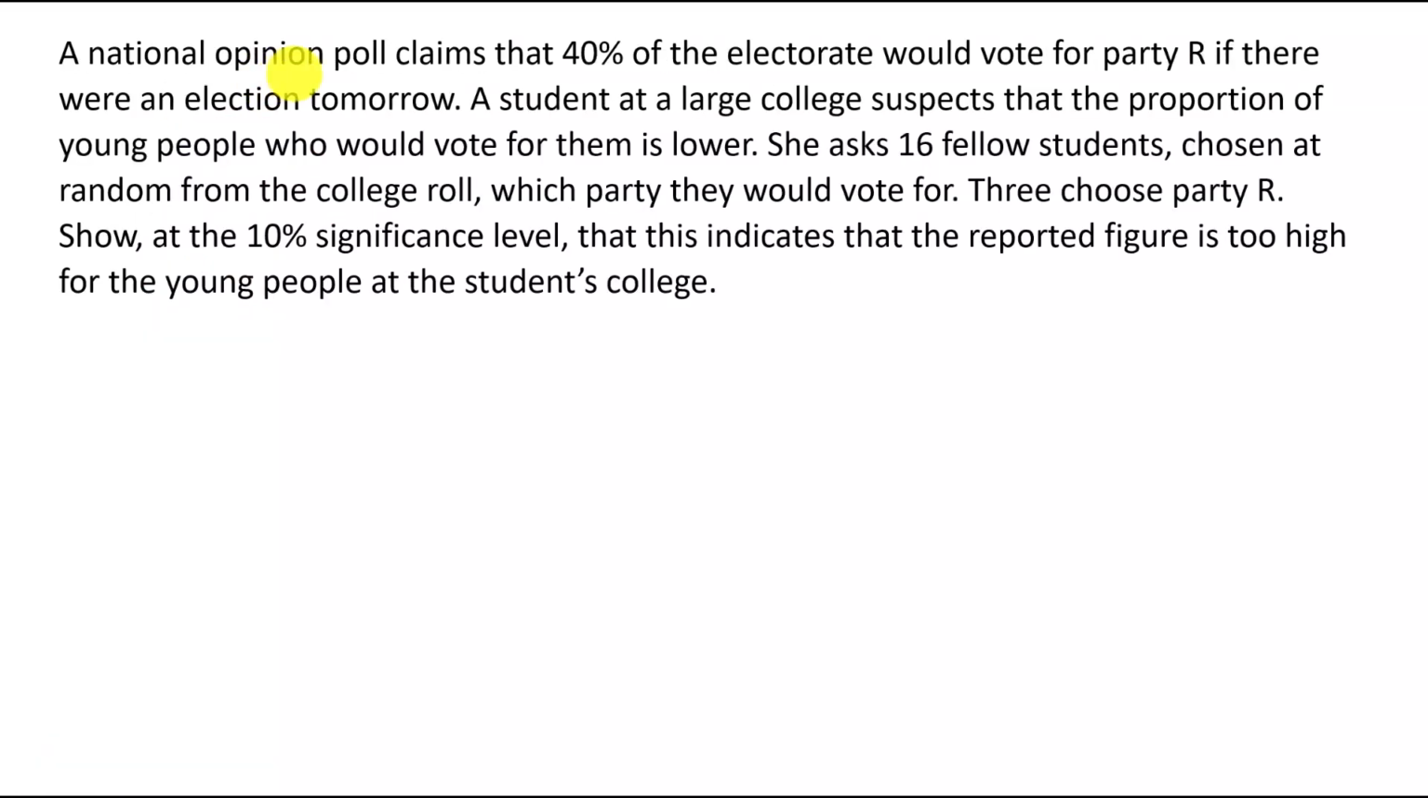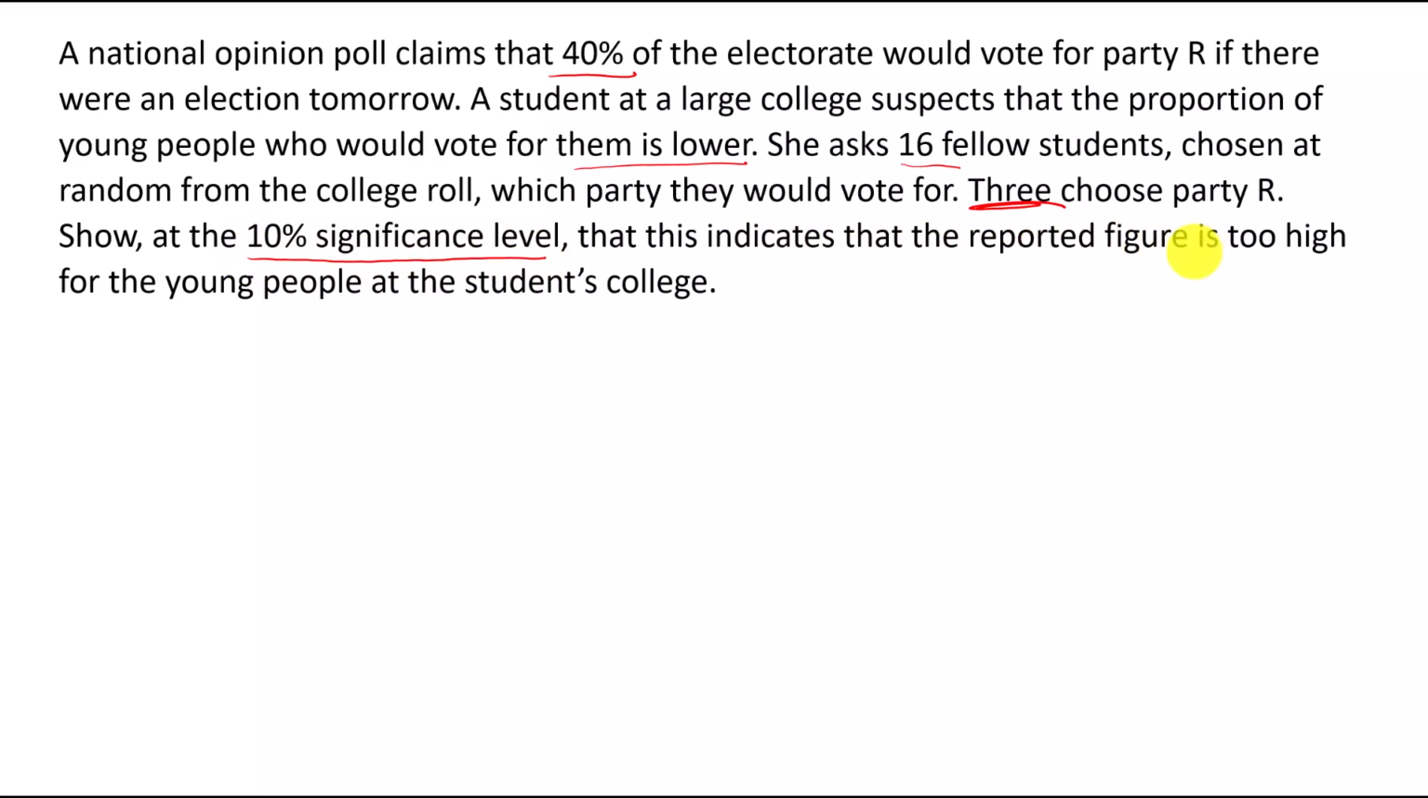A national opinion poll claims that 40% of the electorate would vote for Party R if there were an election tomorrow. A student at a large college suspects that the proportion of young people who would vote for them is lower. She asks 16 fellow students chosen at random from the college roll which party they would vote for. 3 choose Party R. Show at the 10% significance level that this indicates that the reported figure is too high for the young people at the student's college.